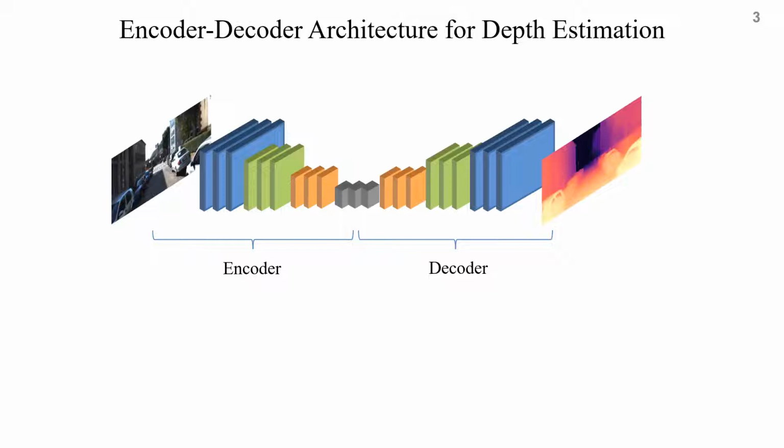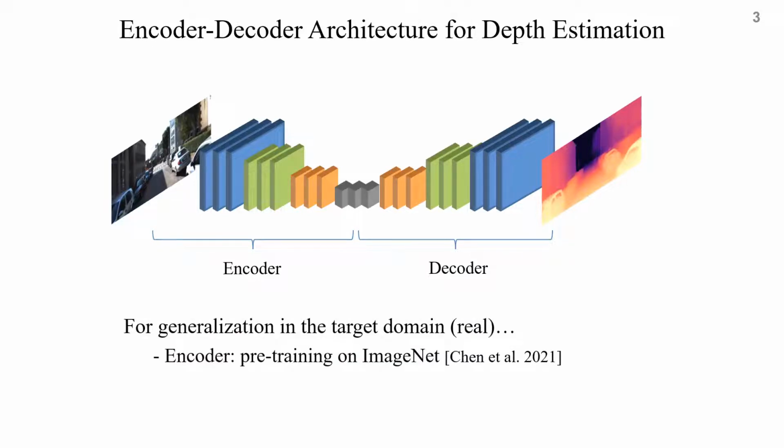Encoder-Decoder architecture is an essential block for depth estimation. For generalization in the target real-world domain, previous works have demonstrated that better initialization of the encoder plays an important role. More specifically, pre-training on the real-world data, such as ImageNet, can improve generalization performance in the real-world domain. However, the initialization of the decoder is less explored. Therefore, we propose a novel technique for decoder initialization.